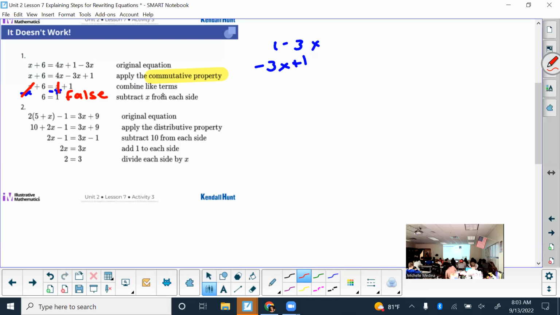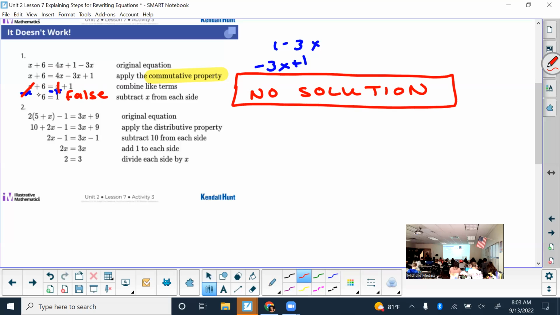So do you know what the answer is when the variables cancel out and you get something that's not true? Good. That is one of our learning targets, to recognize when there is no solution. That is when you get a false statement and the variable cancels out. But what about over here? Did you make any mistakes? What was the mistake?